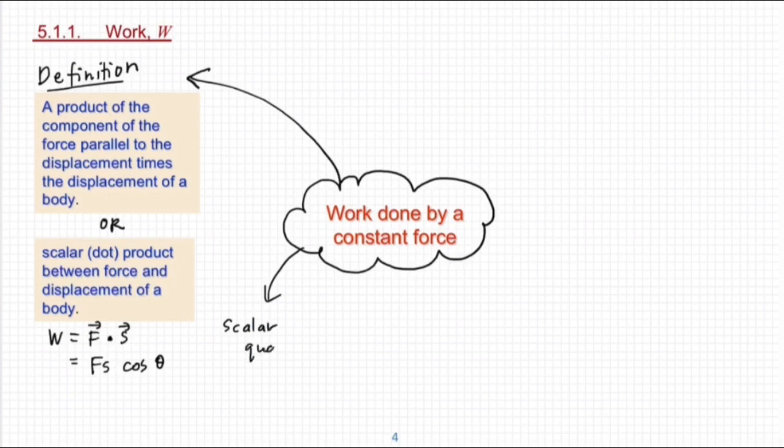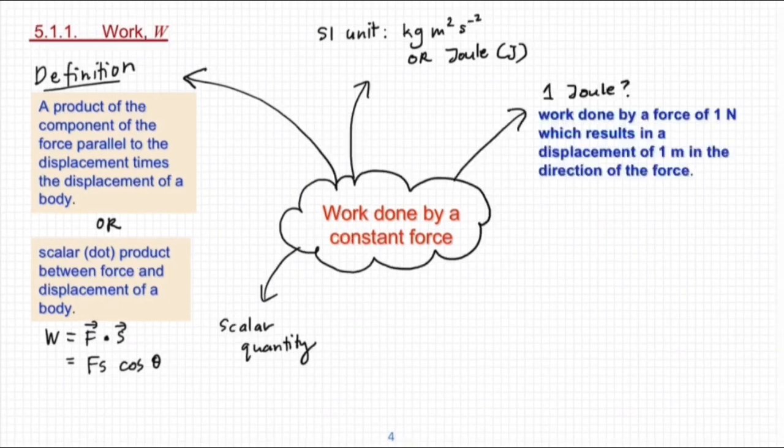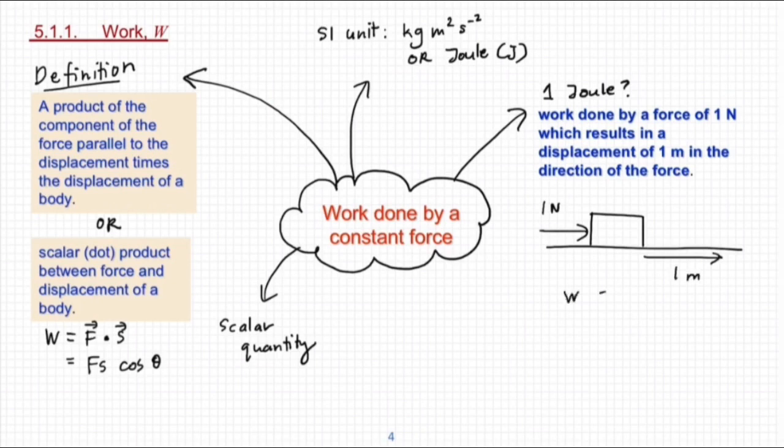So work done is a scalar quantity and its SI unit is kg meter square per second square or joule. And what is 1 joule? 1 joule is the work done by a force of 1 Newton, which results in a displacement of 1 meter in the direction of the force. So let's say we have an object on a surface and then we apply a 1 Newton force on that object. What happens is that the object will be displaced by 1 meter, and if we calculate the work done, we will get work done is equal to 1 joule.